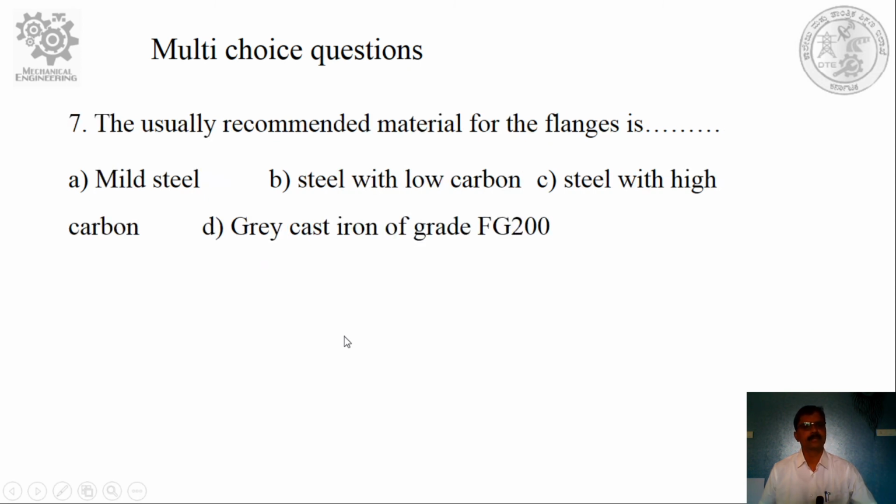Next question. The usually recommended material for the flange is, the choices given are mild steel, steel with low carbon, steel with high carbon, and grey cast iron of grade FG200. Now the answer is grey cast iron of grade FG200 for the flange.